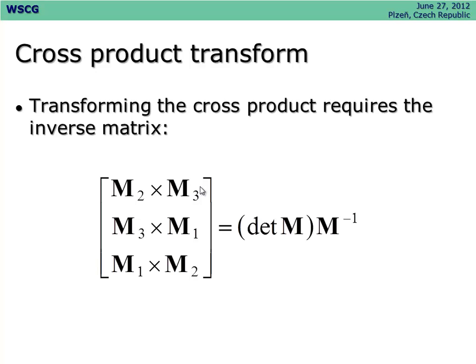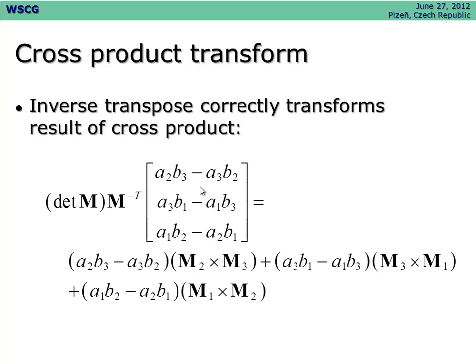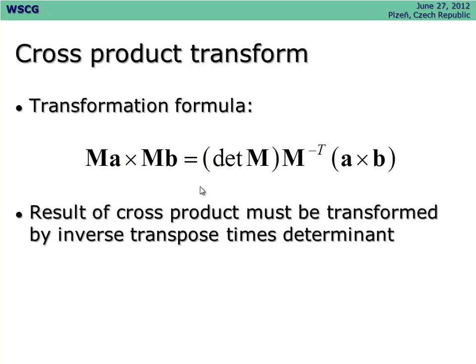And since we know that this matrix correctly transforms the result of a cross product, that means that a cross product is correctly transformed by the inverse transpose of M times determinant of M. Or if you want to write this as a row matrix and put it on the left, then you don't have to take the transpose.